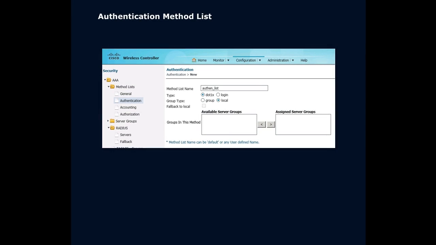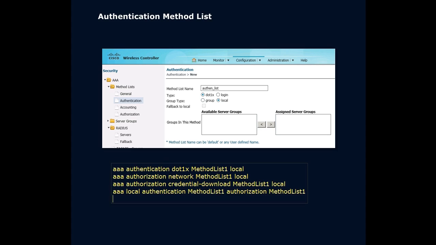When we get to configuring our lists, we can specify that pretty easily. We're going to be using a series of AAA commands. All right, so that's our context, just like we saw before. So aaa authentication dot1x method list 1. So we create a method list, and it's called method list 1. This is where we're actually creating it, and it's a local method list, right? We're not pointing to a remote device. aaa authorization network method list 1 local.